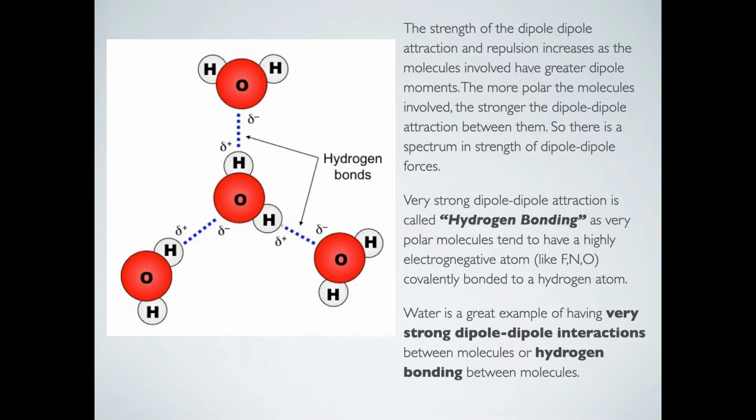And water's a really good example because you've got that bent shape. It's very small. You've got two very polar bonds. You've got a very, very strong dipole moment with water. Okay? And because it's very, very polar, it attracts another molecule of water an awful lot. Two very polar molecules, high attraction.